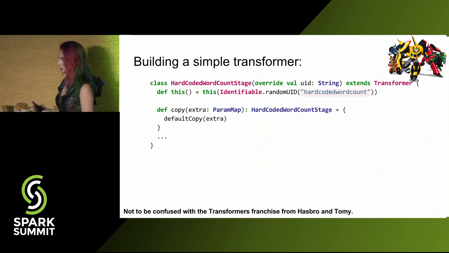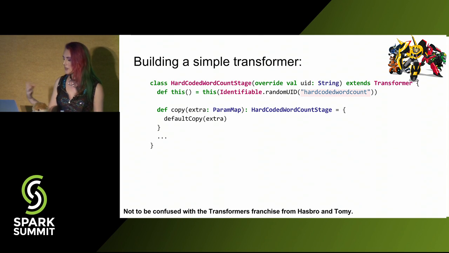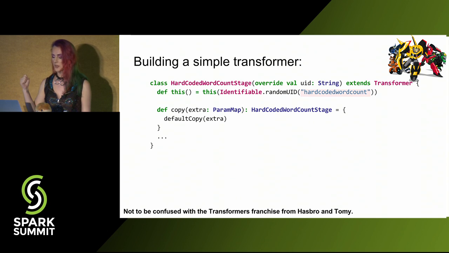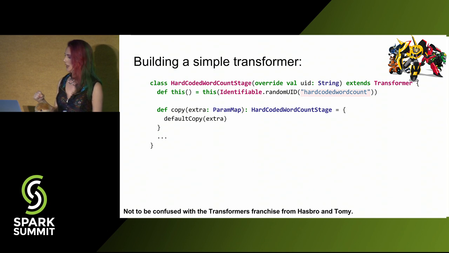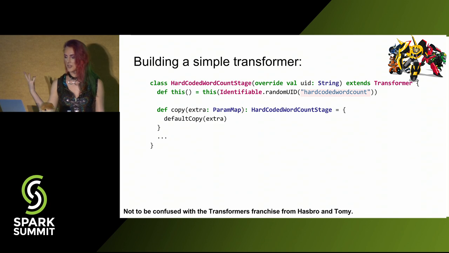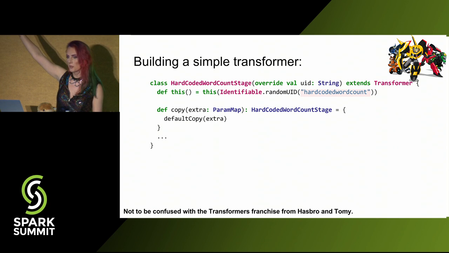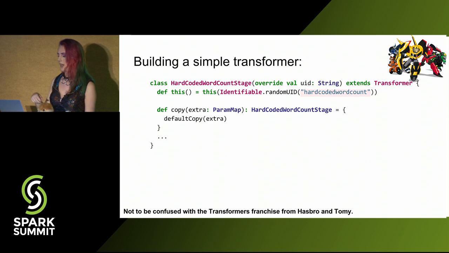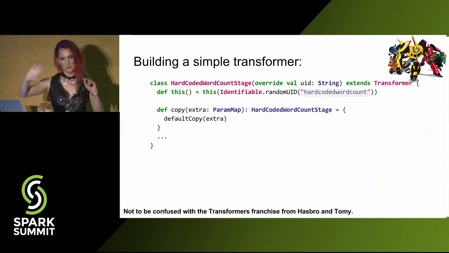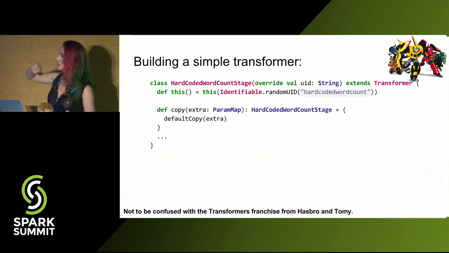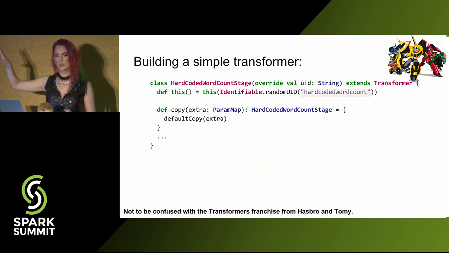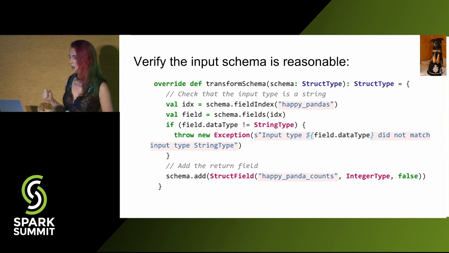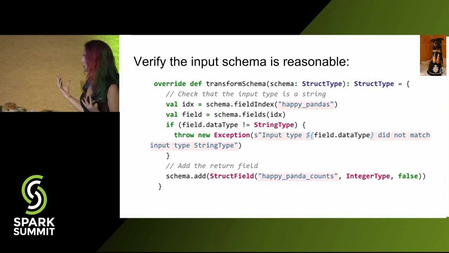So a really simple transformer, and this one is very much not something that we should use and should not be confused with the transformer franchise from Hasbro and Tommy. But in a simple transformer, we have this sort of boilerplate at the top that we can just ignore. It has to have this UUID, and it has to have a copy function, which we can just call default copy. And if that doesn't work, please tell me. I haven't seen this not work for anyone yet. But transform schema is this weird piece that we have to do. And it's not that complicated, we just have to remember to do it.